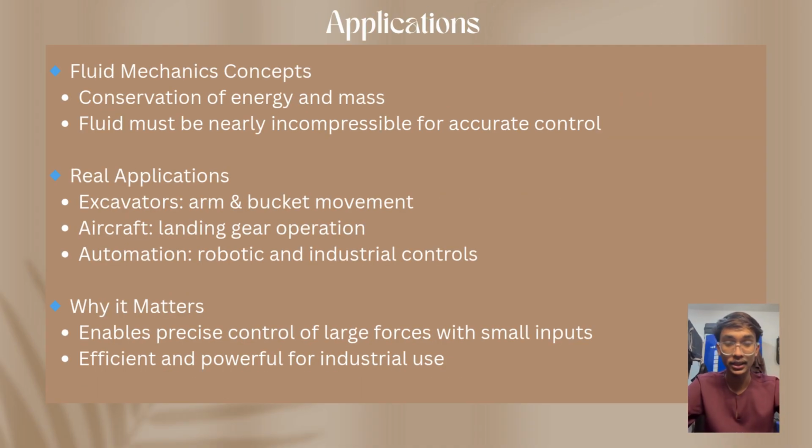Next is application. The system also follows basic fluid mechanics laws like the conservation of energy and mass. This ensures the system runs smoothly and efficiently. Hydraulic systems are used in many areas, for example, in excavators to move the arm and bucket, in aircraft to operate landing gear, and lastly in factories to control machines and robots. In conclusion, hydraulic control systems are a great example of how fluid mechanics helps us control large forces easily and safely using fluid power. That's all from me. Thank you.